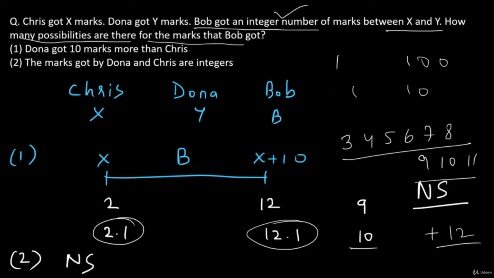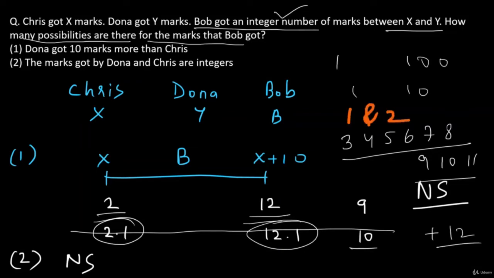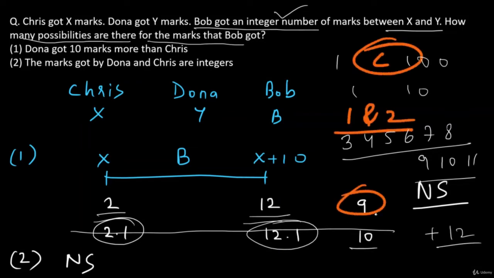But if you combine statement 1 and 2, then this is ruled out, right? These two have to be integers. Therefore, we are only left with one possibility. That is, there are 9 possible marks that Bob could have got. Therefore, the correct answer to this question is option C.